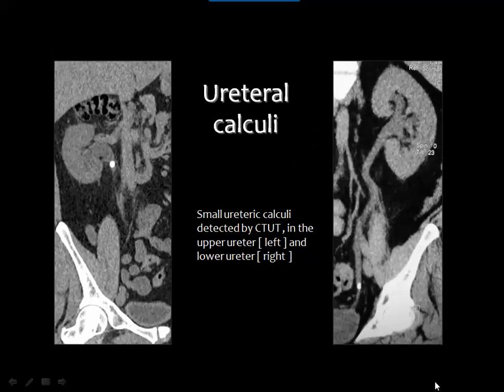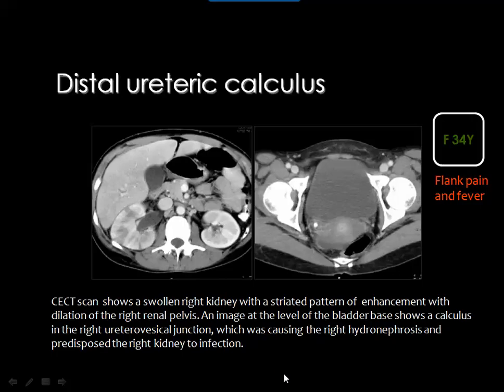Then you should remember that the coronal reconstructed images are essential images in the examination of CT-UT because they facilitate for the radiologist the detection of ureteric calculi. And this is an example of distal ureteric calculus with proximal back pressure effect, and this is a proximal ureteric calculus with distension of the renal calyces.